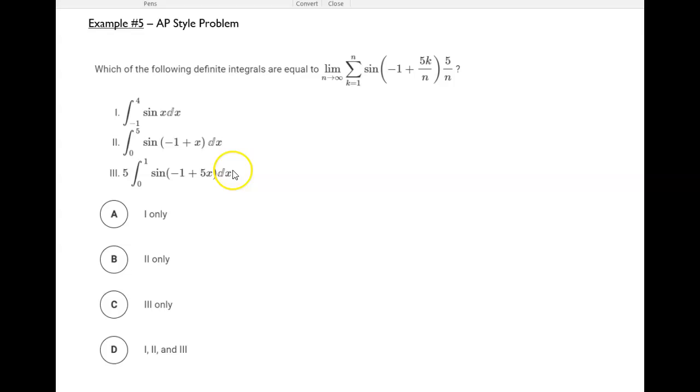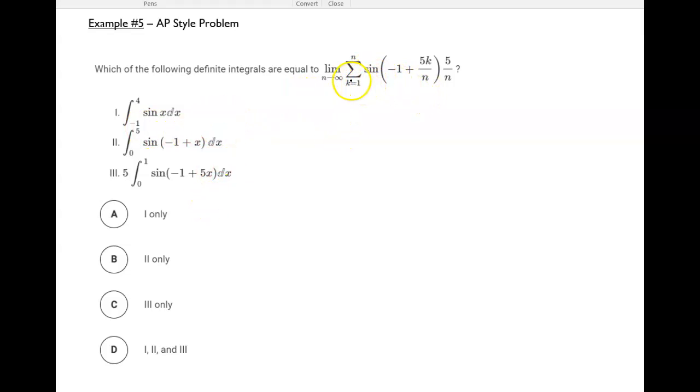Now, where these problems can get a little tricky is when we have multiple options that could be right. Different functions and their integrals will have the same integral values, and so there's more than one integral that could be represented by this limit value. And so what we want to do is try to figure out which of these could actually be the integral.